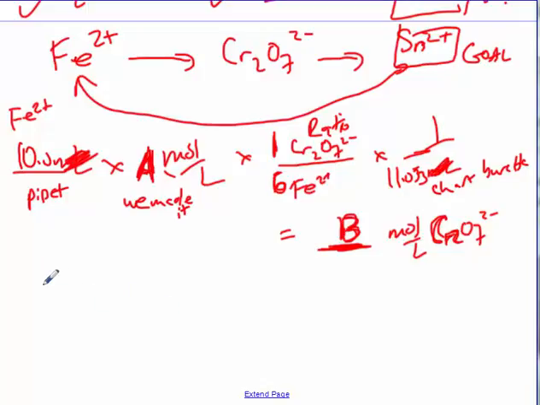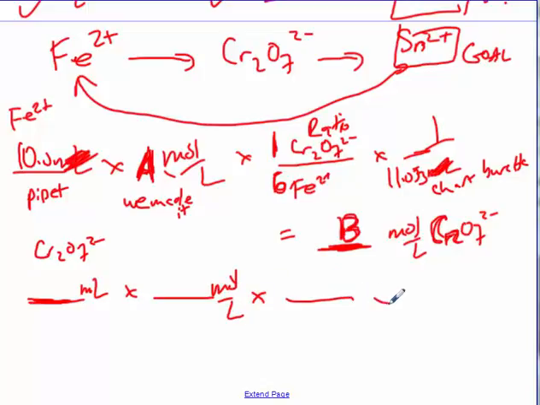Because then we do the exact same thing. We now are going to take a certain volume in milliliters of dichromate, and in a second set of titrations, we're going to times by its concentration. We're going to use its ratio, and we'll do 1 divided by liters. Only this time around, we are getting rid of the dichromate number, and we're trying to get to tin 2+, because ultimately that's what we were looking for. We were looking for the concentration of tin 2+. Again, the most common mistake kids make is they put their volumes in the wrong spots.